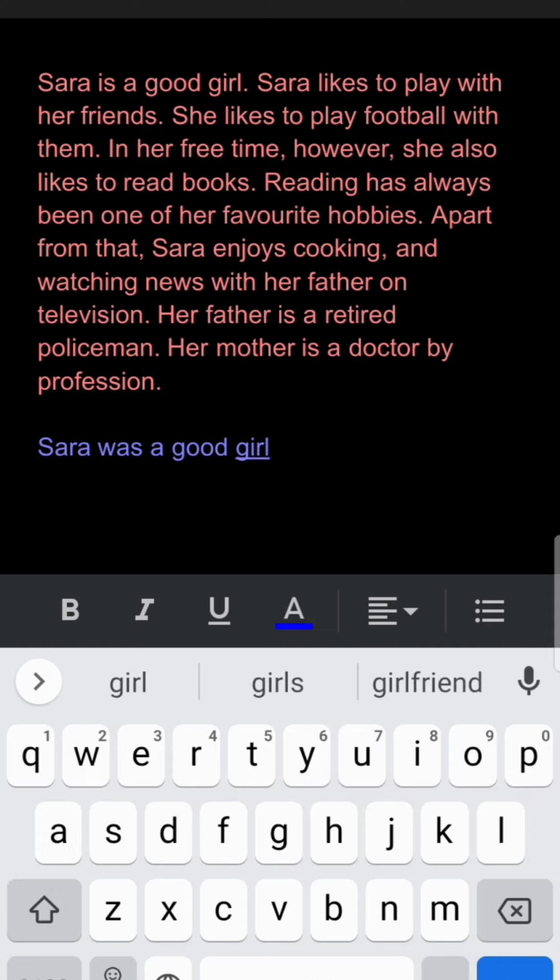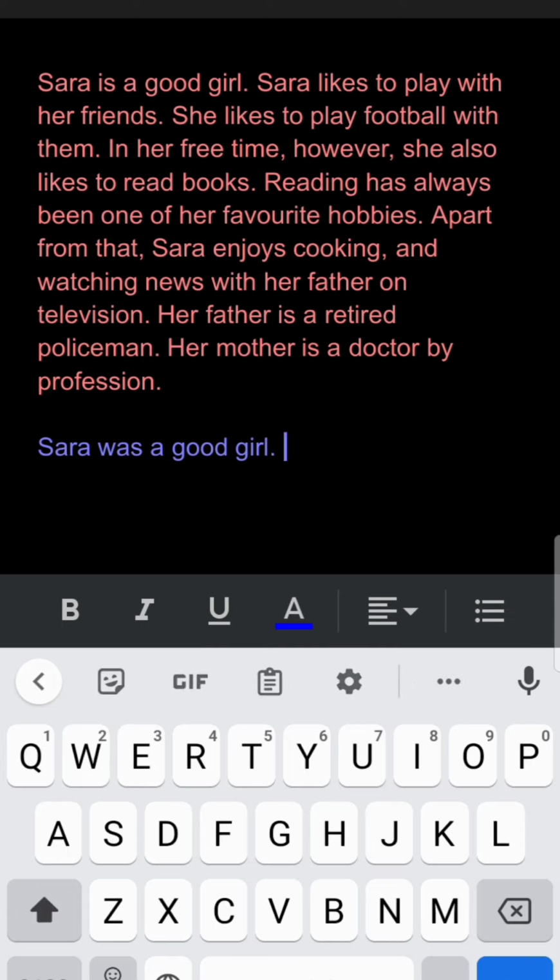Right now we are not changing to past perfect, we are just changing to simple past. Later on, we would be changing this to past perfect. I'm doing it in simple past so that you get an idea of how you convert it from present to simple past. So Sarah is a good girl becomes Sarah was a good girl.